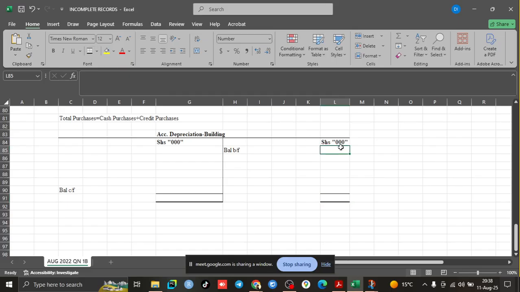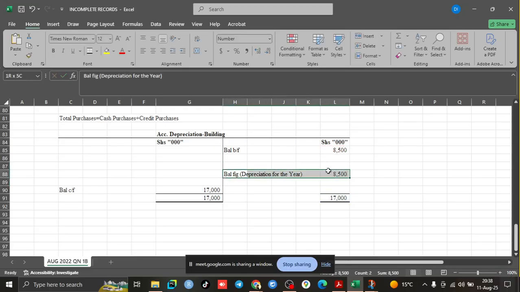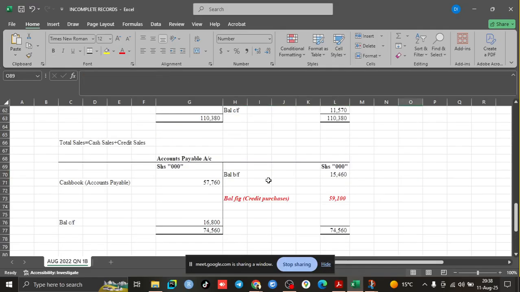So brought forward ni hiyo 85, carry forward 17,000. Of course the greater side ni 17,000. Greater side ni 17, but hii side is a missing figure, so balancing figure ndio itakuwa the depreciation for the year. The balancing figure, simply 17 minus 85. So you can see ni the same thing ukiopen an account, but you don't have to, you can just use the opening na closing balances or deduct as we have done.